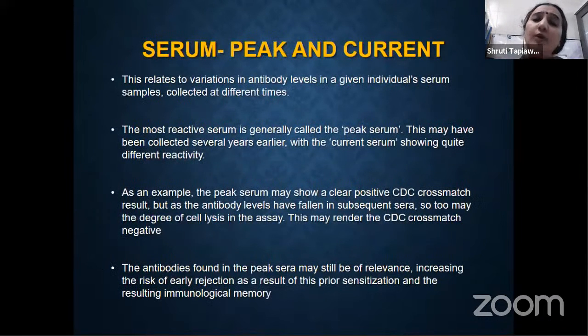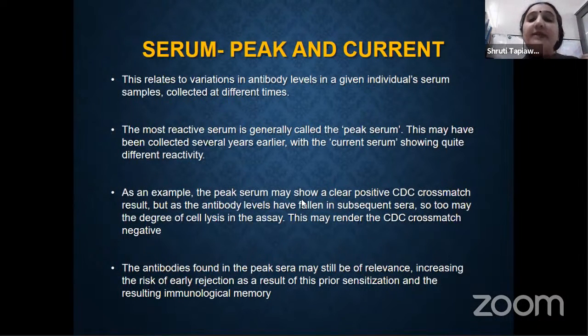Now, what about the old serum and the current serum? You have to think that the most reactive serum, this is true for sensitized patients, is generally called the peak serum. This may have been collected several years ago, with current serum showing quite different reactivity. This relates to the variations in the antibody levels in a given individual serum. So you may never see the same antibodies in a patient serum over time. So it is always better to have a cumulative antibody list.